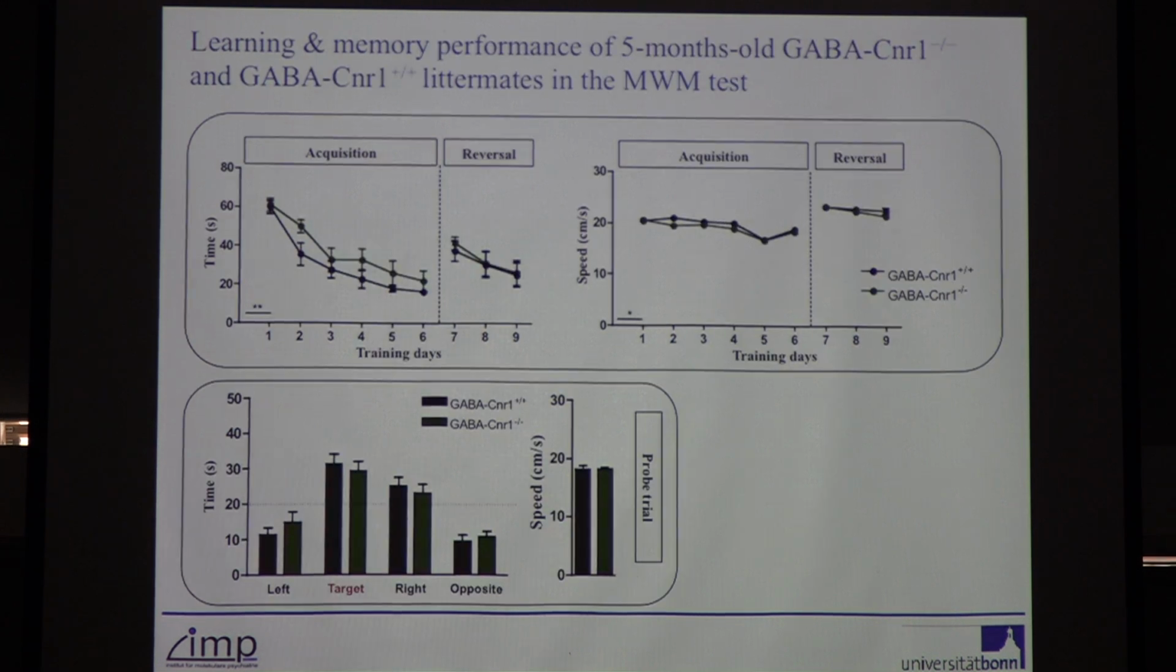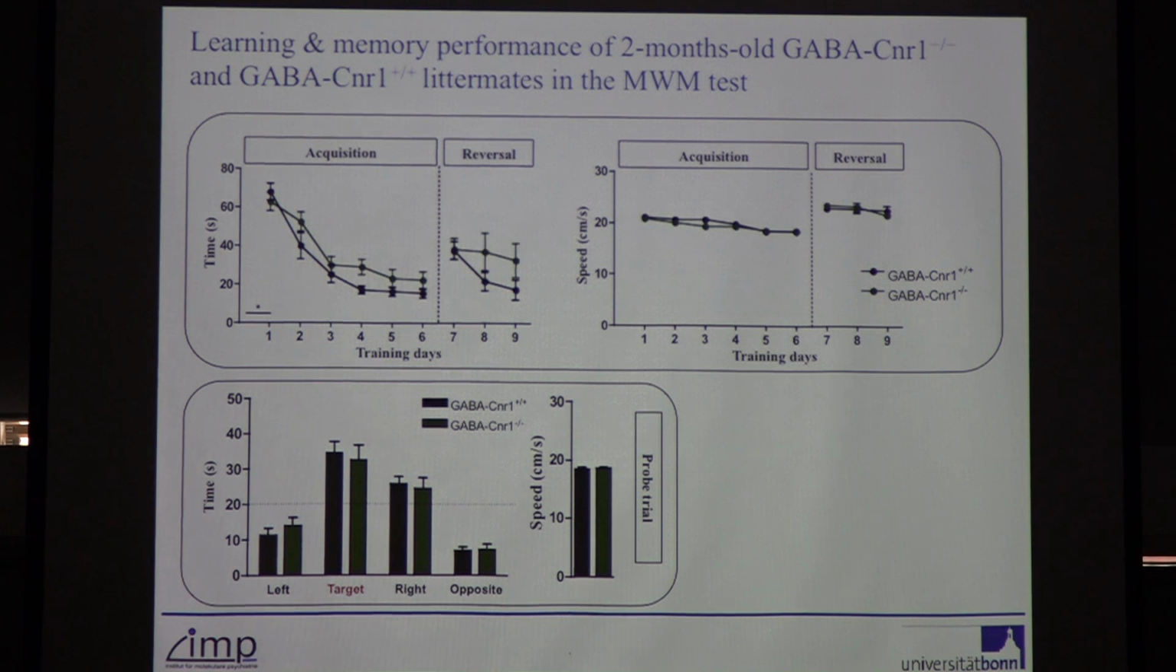Wait a minute. No, I'm sorry, I mixed up the colors. I can't see this very well. So in the 2-month-old mice, actually, they didn't perform better. The GABA knockout mice didn't perform better than the control mice already. In fact, they were a little slower than the wild type mice.